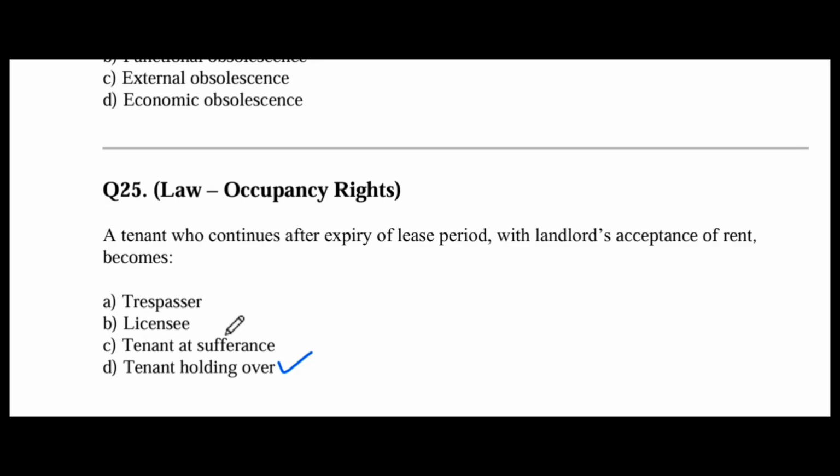Tenant at sufferance: when the tenant stays after the lease ends without the landlord's consent, usually without rent being accepted, that is tenant at sufferance. License is mere permission to occupy without exclusive possession rights. Trespasser has no lawful right to be on the property. So the answer would be tenant holding over.